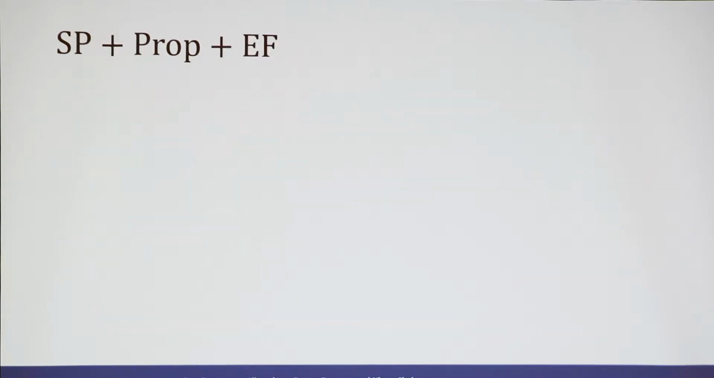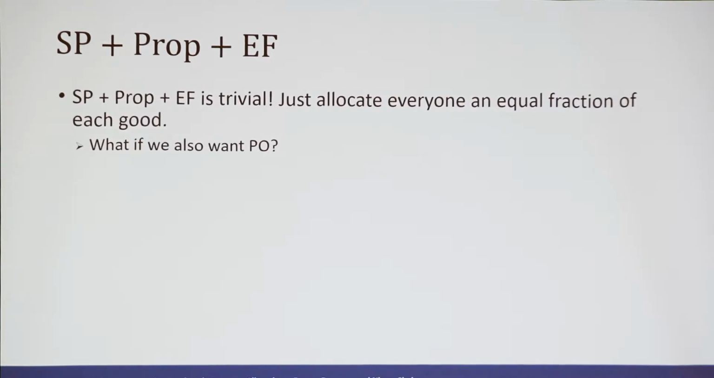We might want to ask, can we get strategy proofness, envy freeness, and proportionality? Okay, and this can actually be guaranteed by the trivial mechanism that we've already seen. We can simply allocate everyone an equal fraction of each good. This is strategy proof because you can't change what you get, and it's proportional because you get exactly 1/nth of all the goods. It's envy-free because everyone gets that. Okay, so this is nice. It satisfies the properties, but it's certainly not efficient.